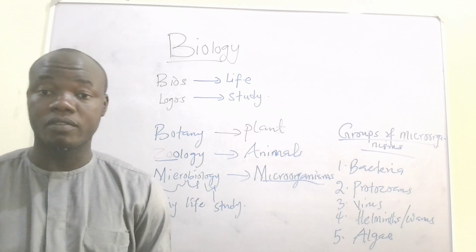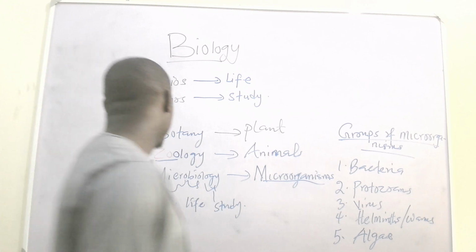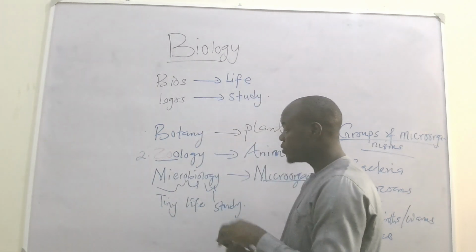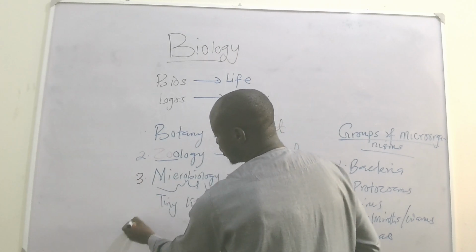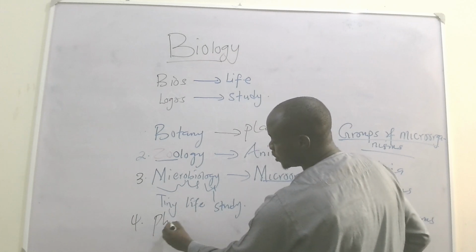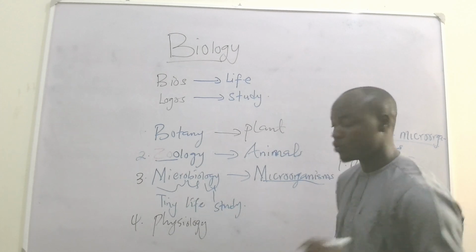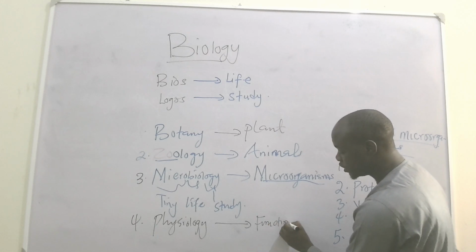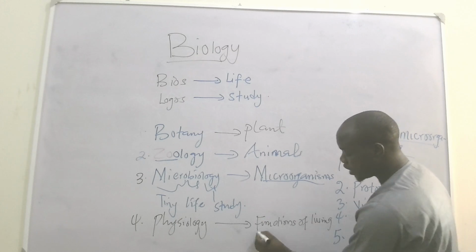And then, of the other branches of biology, this is 1, of course this is 2. Another branch of biology that we are going to look at is number 4, which is physiology. When we say physiology, it means the study of functions of living organisms.